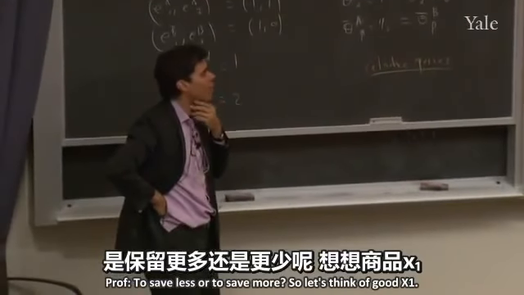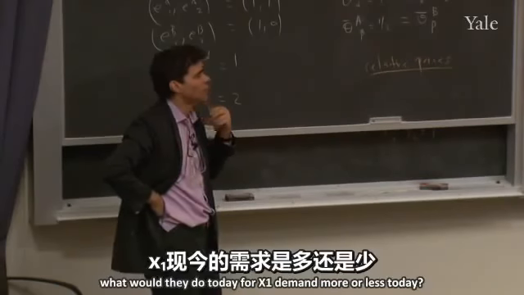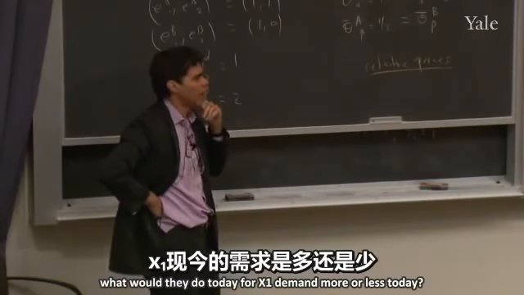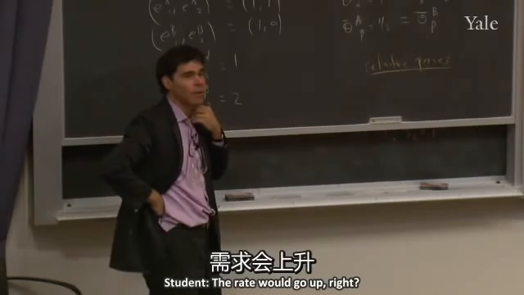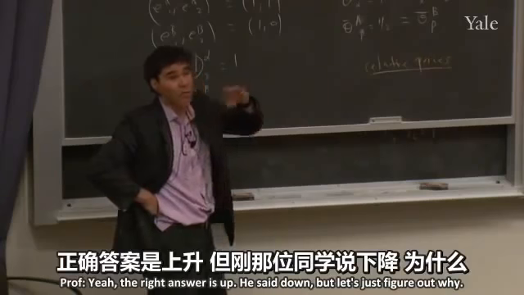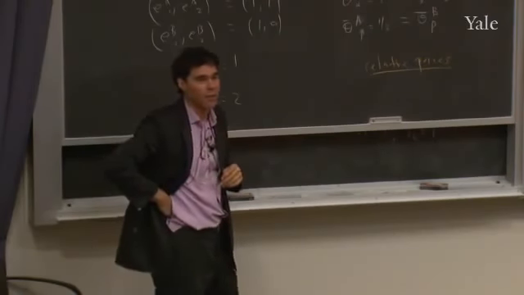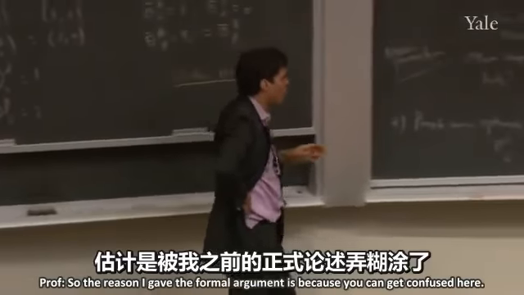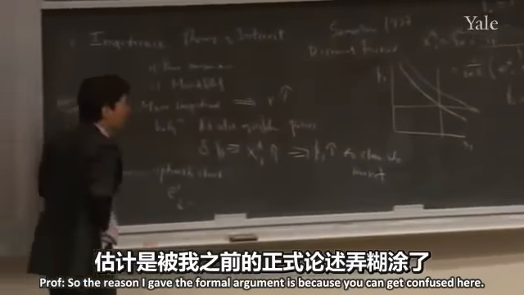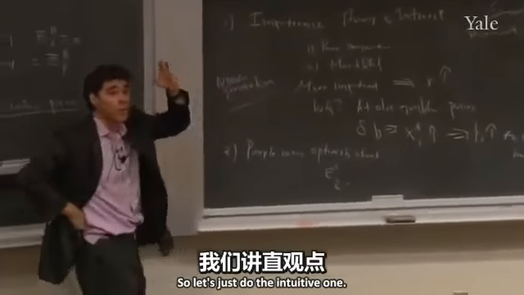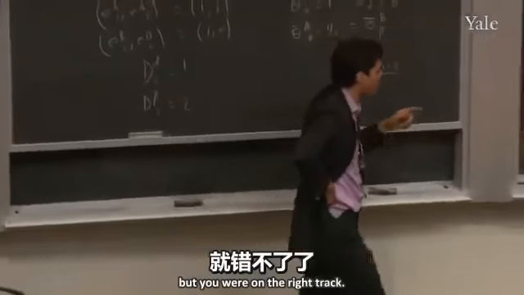So let's think of good X1. If people thought they're going to be richer at the old prices, what would they do today for X1? Demand more or less today? The rate would go up, right? Yeah, the right answer is up. He said down, but let's just figure out why. They demand more bonds. The reason I gave the formal argument is you can get confused here, so let's just do the intuitive one. You had the idea back there, you just got it backwards, but you're on the right track.